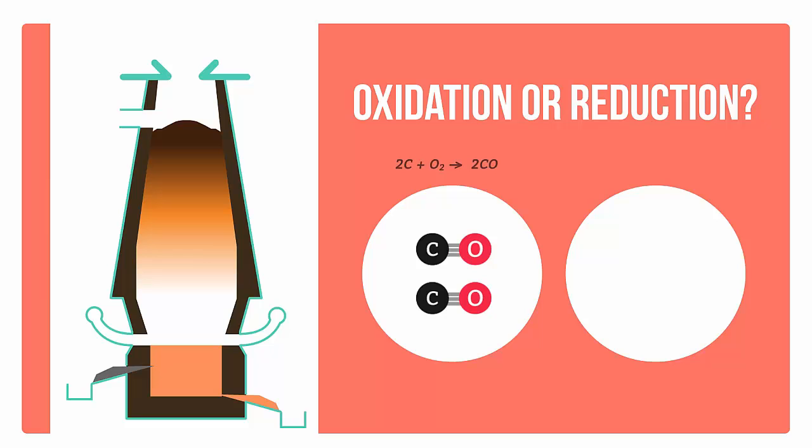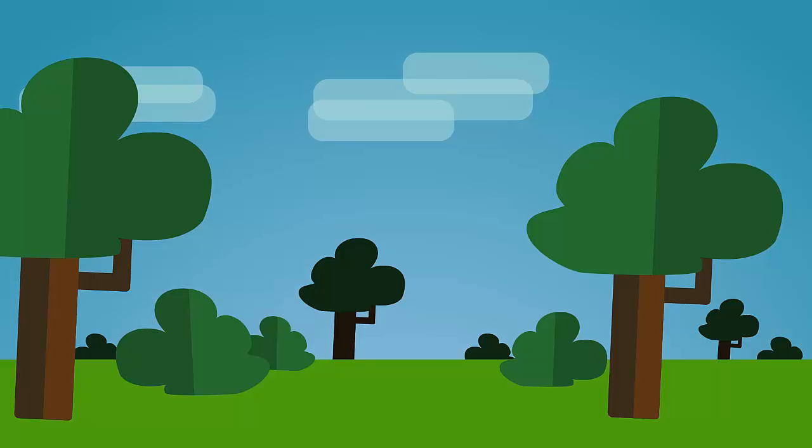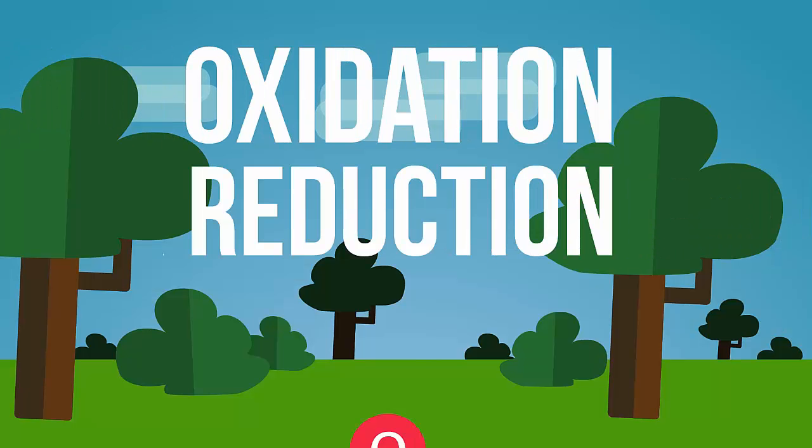So what happens to the carbon monoxide next? It reacts with the iron to release pure iron metal. Simultaneous oxidation and reduction takes place. Iron loses oxygen, it is reduced, but carbon monoxide gains oxygen and forms CO2. It is oxidized.